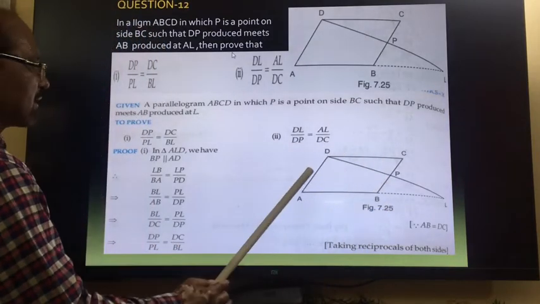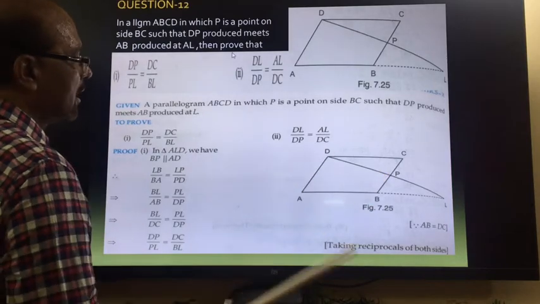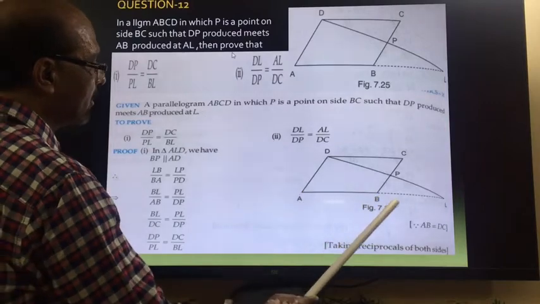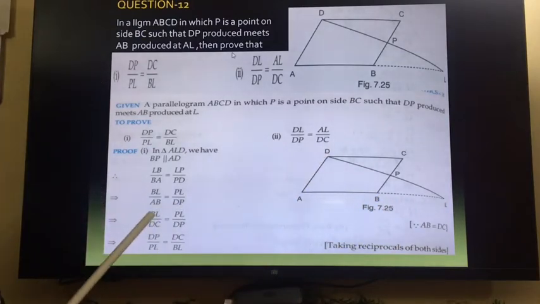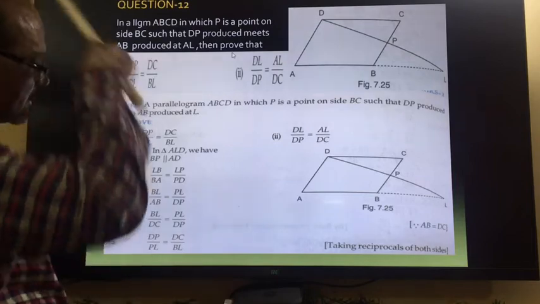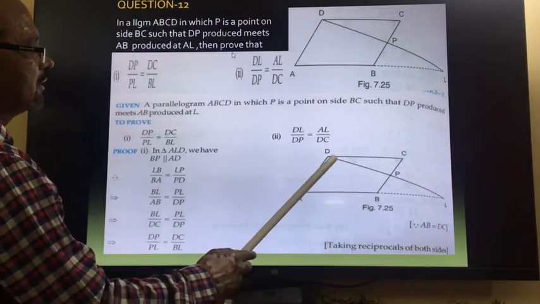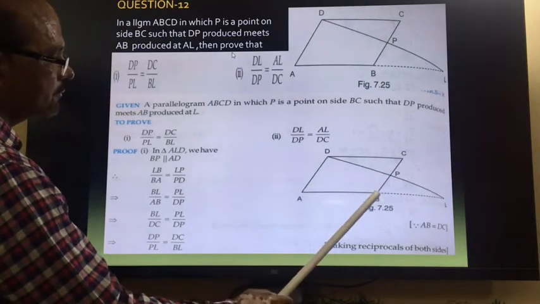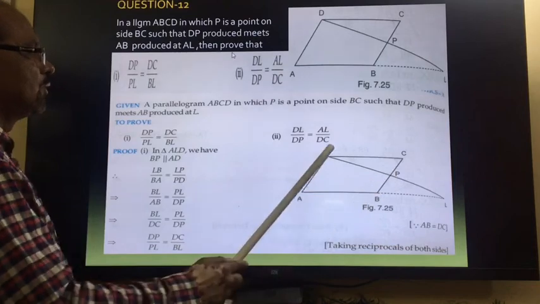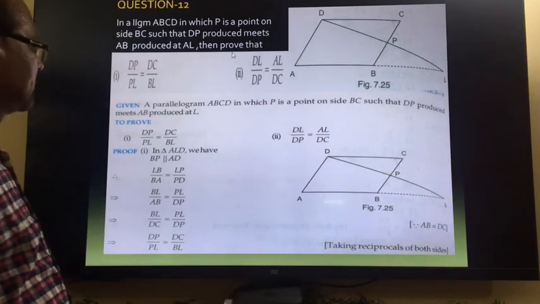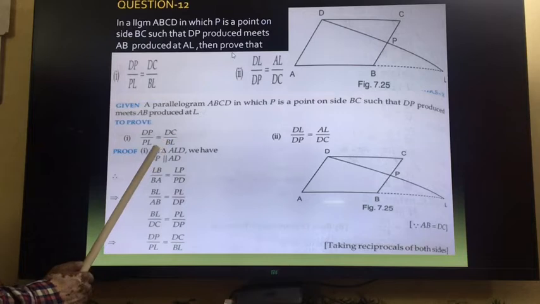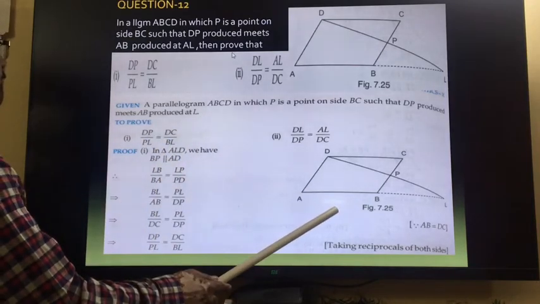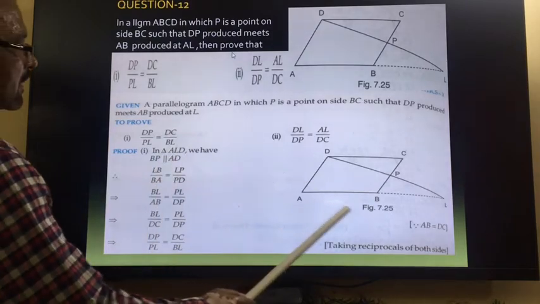And if this line is parallel, we can apply BPT theorem and we can say DP upon PL is equal to AB upon BL. Right? After that, in place of AB, we can write DC. So DC upon BL will be equal to DP upon PL. So in this way, DP upon PL is equal to DC upon BL. First part is proved.